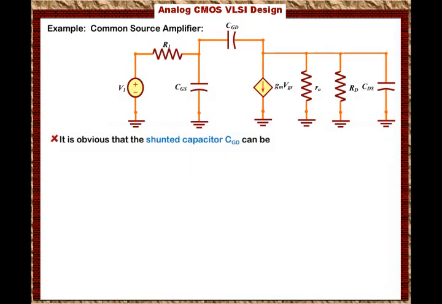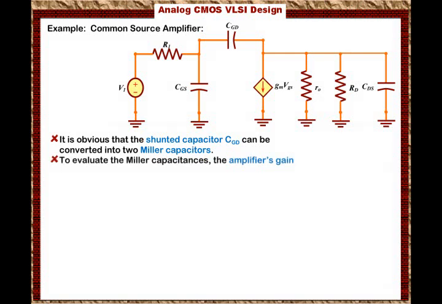It is obvious that the shunted capacitor CGD can be converted into two Miller capacitors. One will be at the input and one will be at the output. But before we evaluate the Miller capacitance, the amplifier's gain is needed. What is the gain of the amplifier, and how would we evaluate it? So to evaluate the gain of the amplifier, we will use a valid approximation, which is to use the mid-frequency gain. So basically we will evaluate the mid-frequency gain to come up with the gain of the amplifier.